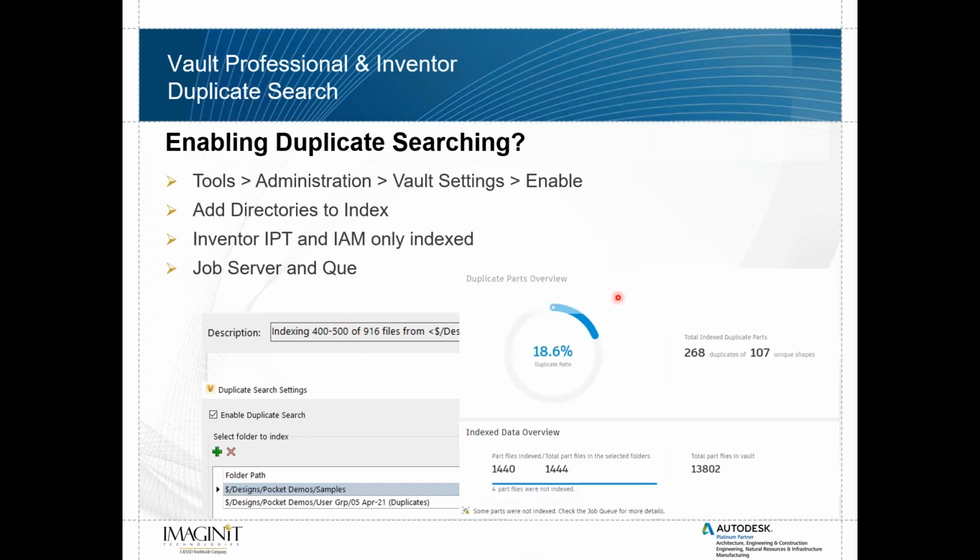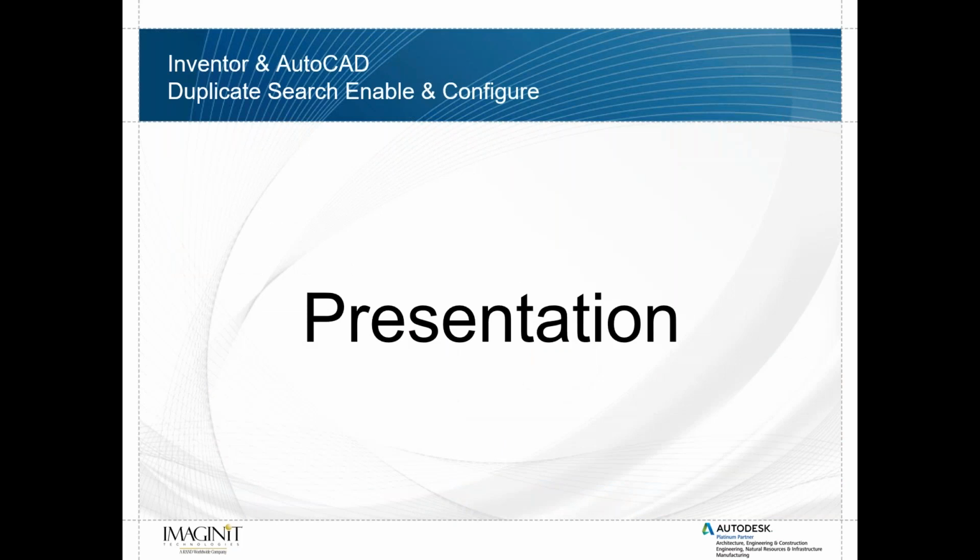And essentially then we wind up with a dashboard that we can view and see how many files are total, how many files have been indexed, how many files have not been indexed if they're drawings, how many unique shapes we have, and amongst those unique shapes, how many files there are. So this will all vary based on your Vault's conditions. So all right, so let's show that here.